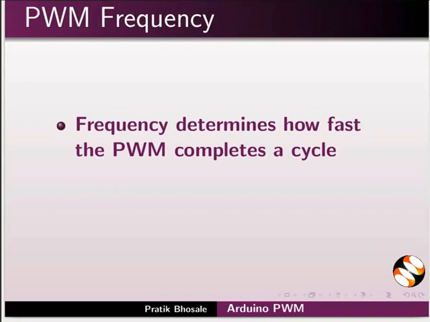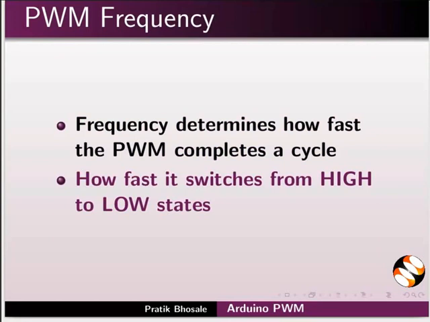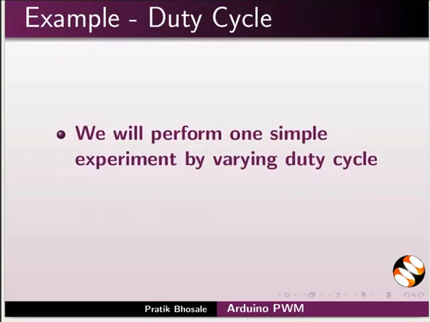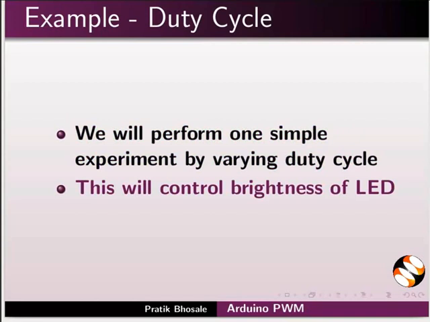Frequency determines how fast the PWM completes a cycle. That is, how fast it switches from high to low states. We will perform one simple experiment by varying duty cycle. This will control the brightness of LED.